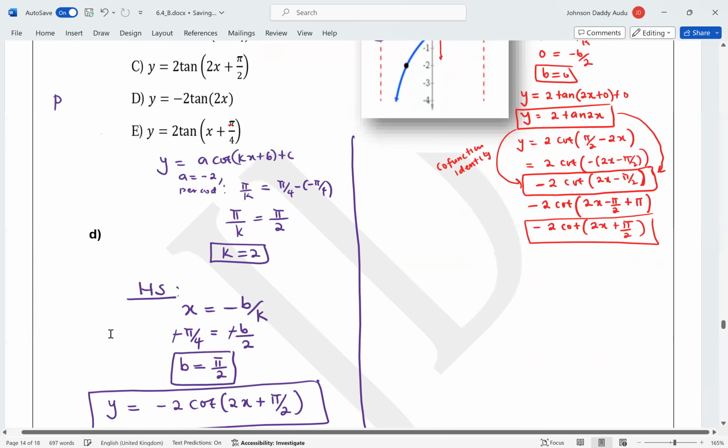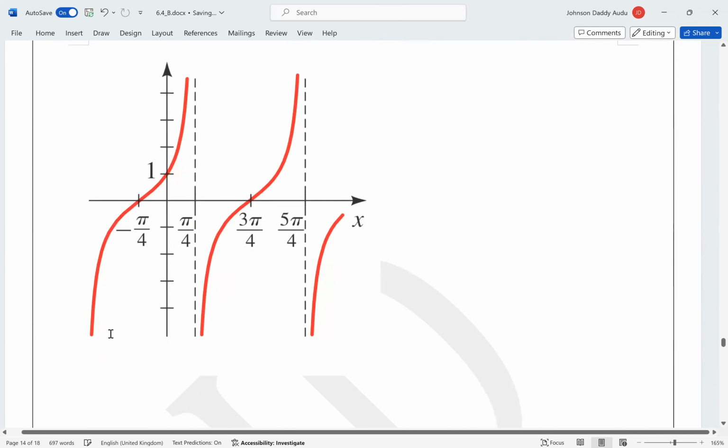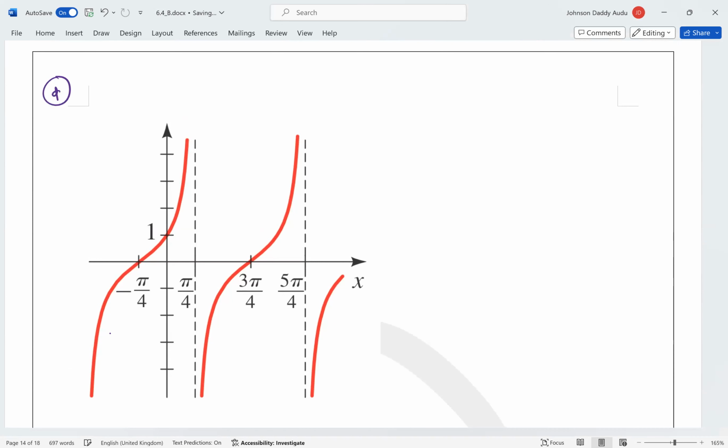All right, so this is the last one, D. And what is this one? How can we get the equation? For this question, we just have to look at it carefully to identify one period. So one period is going to be between the vertical asymptotes. Whatever happens elsewhere is just going to be a repetition of this one. So one period is fine.